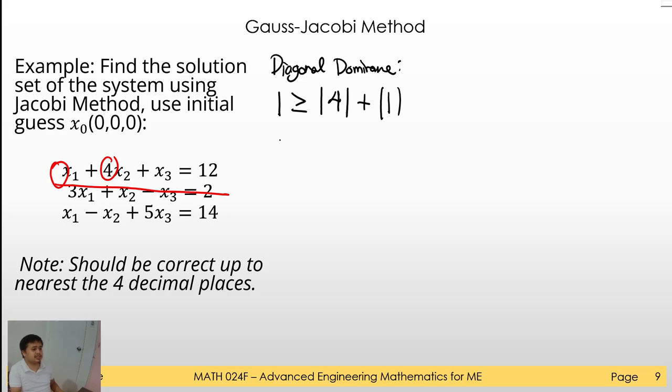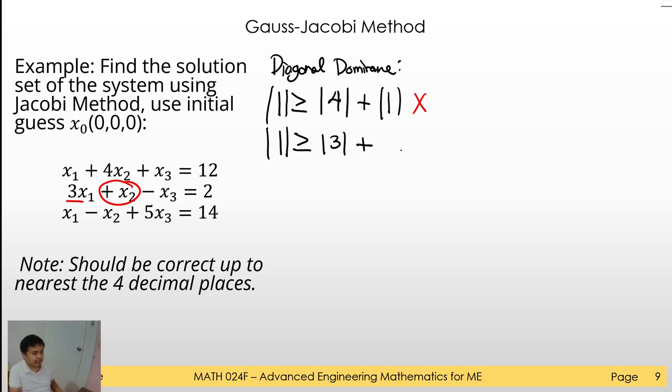We can check for this one as well. So 1 is greater than or equal to, we have 3. So we have absolute value of 3 plus the absolute value, we forgot the absolute value, and then the absolute value of negative 1. So this is not correct too, since this will be equal to positive 2. So 2 is not less than 1. So it is not diagonally dominant. And then for the last equation, the absolute value of 5 should be greater than or equal to the sum of this.